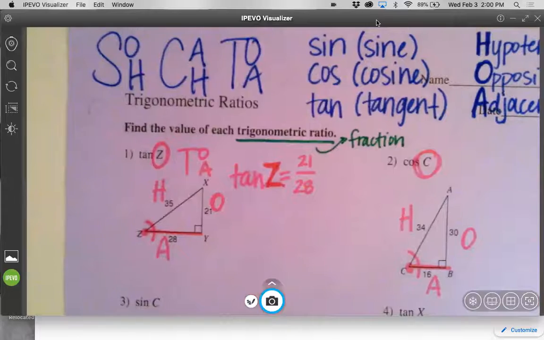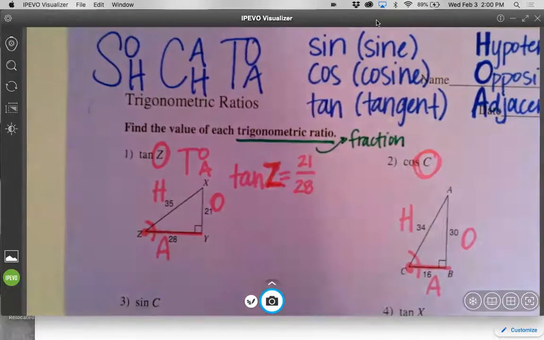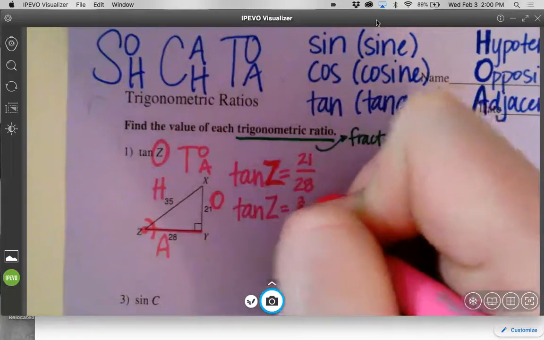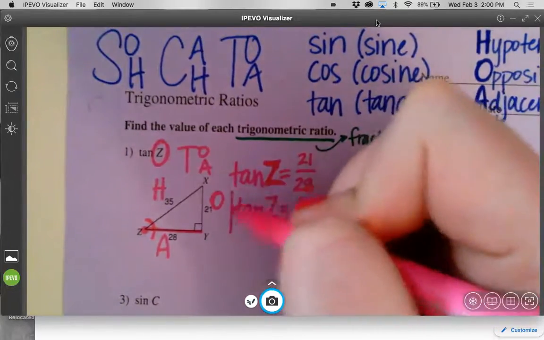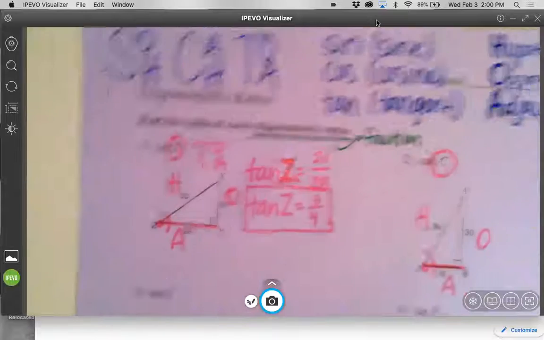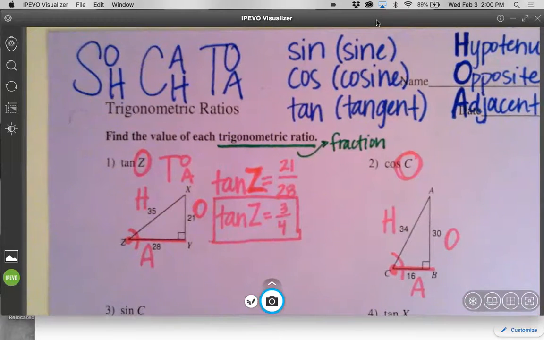You can simplify this, so we probably should. So tangent of z is 3/4. They both get divided by 7, and there it is. It's worth noting to read your instructions here. Different exercises, like if you did an Edge Elastic versus an IXL versus Mastery Connect versus a worksheet, some would want a fraction that's simplified, and some would not want a simplified fraction because they just want to see if you're looking at the right numbers on the triangle.